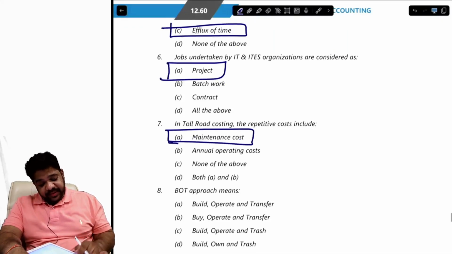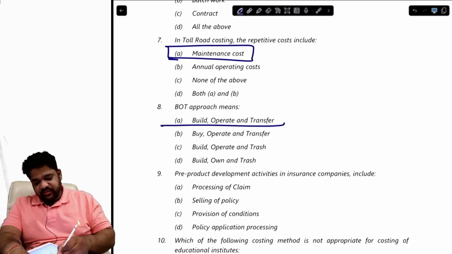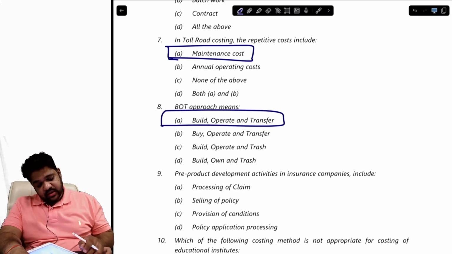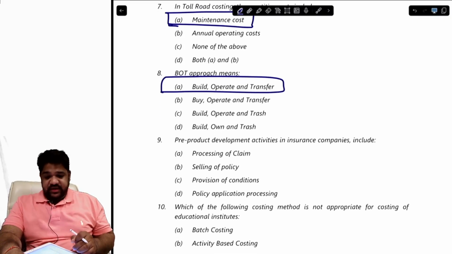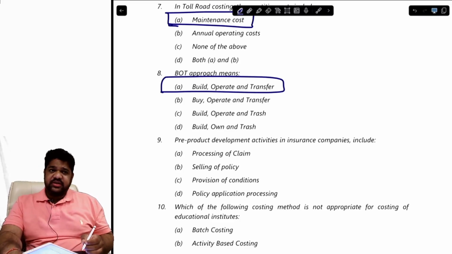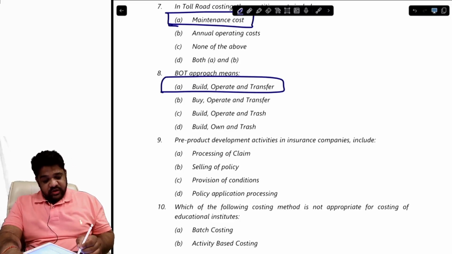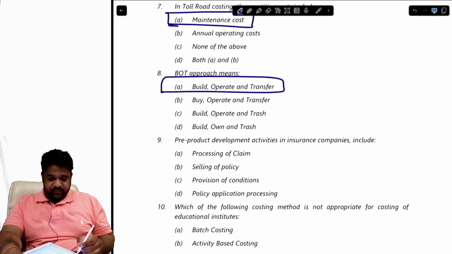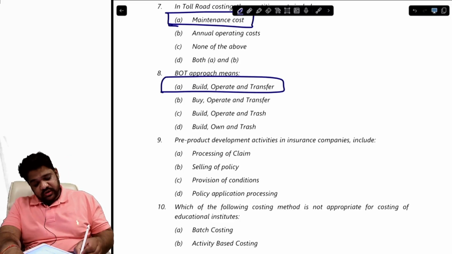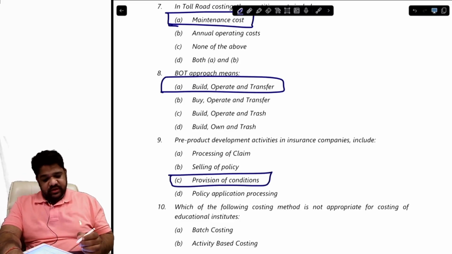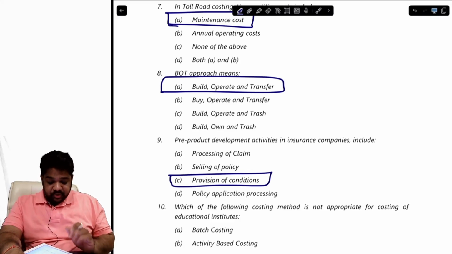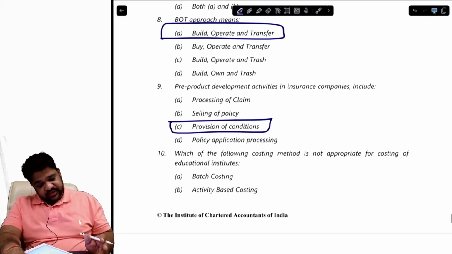Then BOT approach means build, operate, and transfer. This we have done. Pre-product development activities in insurance company include processing of a claim. No. Selling of policy. No. This is again not pre-product. Provision of conditions. This would be pre-product. Policy application processing. Of course not. So provision of conditions. This would be your pre-product development. And I think we've reached the last one.